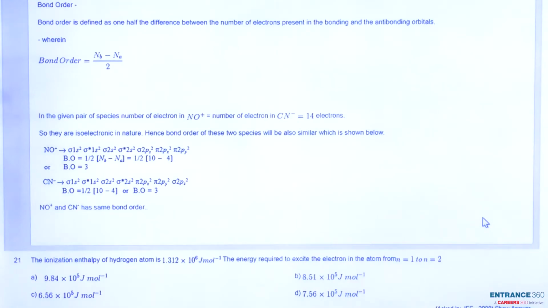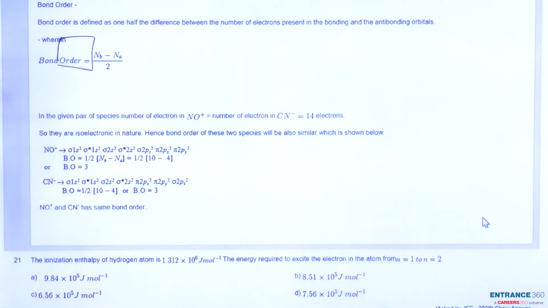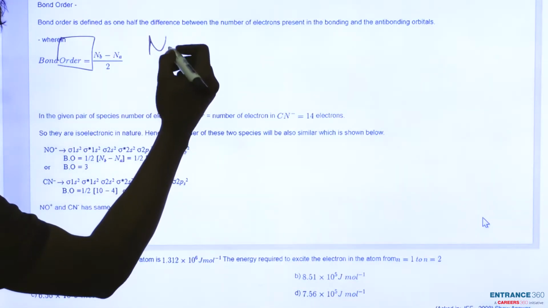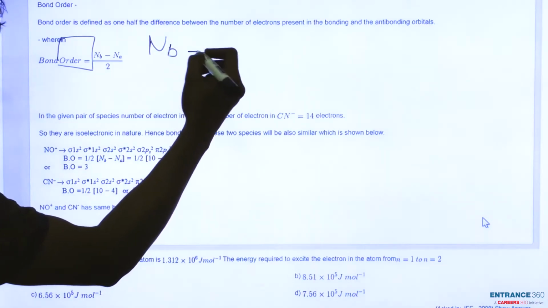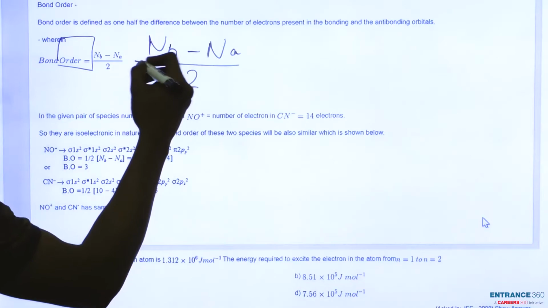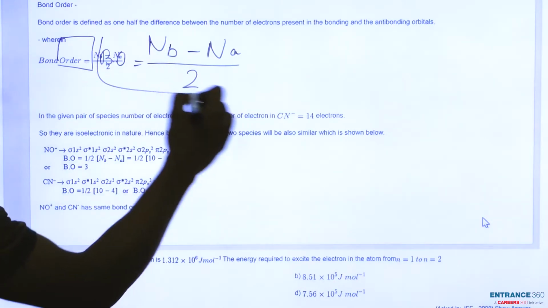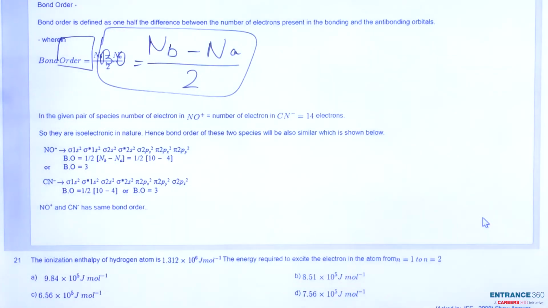From the concept, we can see that bond order is given as the number of bonding electrons minus the number of anti-bonding electrons, divided by 2. This gives us the bond order. So now we will calculate the bond order for each of the options.